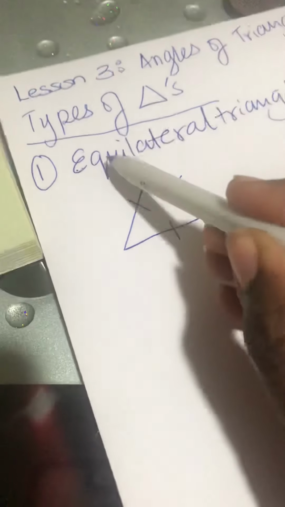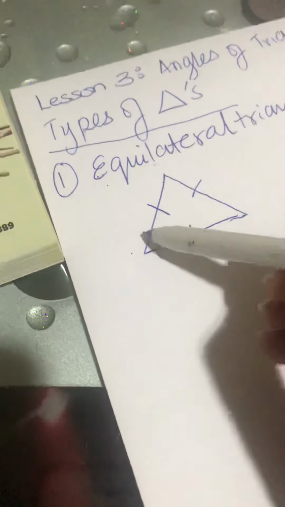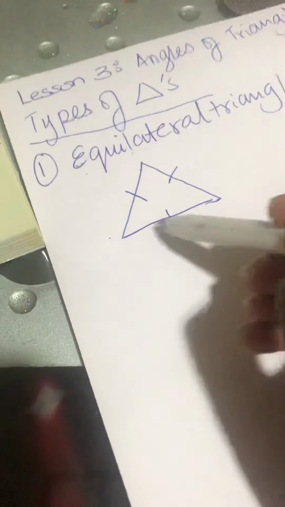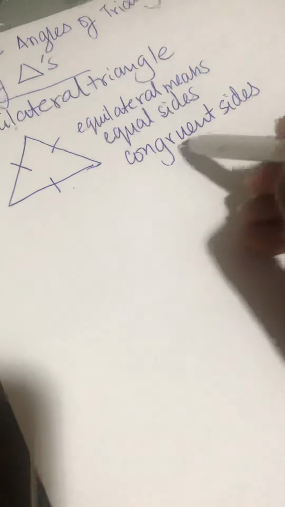Equi means equal, lateral means side. So that means equilateral means all the sides are the same measure. All the sides are equal. All the sides are congruent. That's what that means. So right there, equilateral means equal sides or congruent sides. You have to use vocabulary. Congruent means equal. Everything is the same.